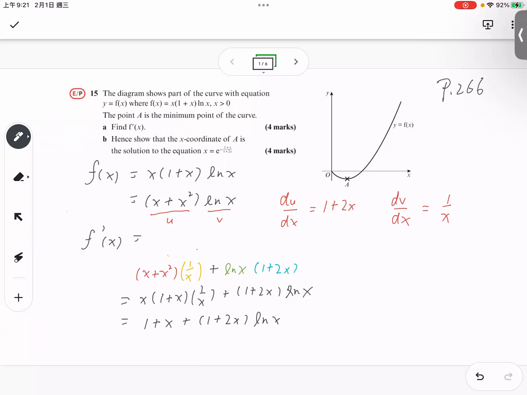You will gain 4 marks, and make sure that you know how to do it, because this time you must do the expansion and make it a product of x plus x squared with ln x. This is the first method we use for part A. In case we can use the product rule either way. So why don't we look at this once again? Please remember this answer first, and I will use another way to do the same thing with the product rule again.